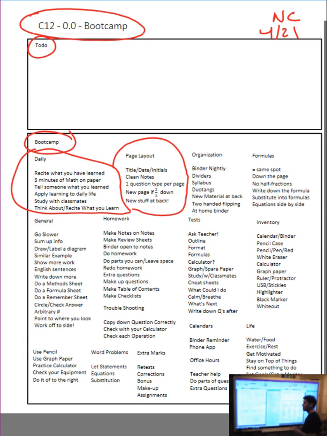Start a new page. You always want to leave a bunch of space all over in the margin and below, just in case you want to go back and work on some of the questions or write English sentences to yourself. Keep in mind, new stuff should go at the back.